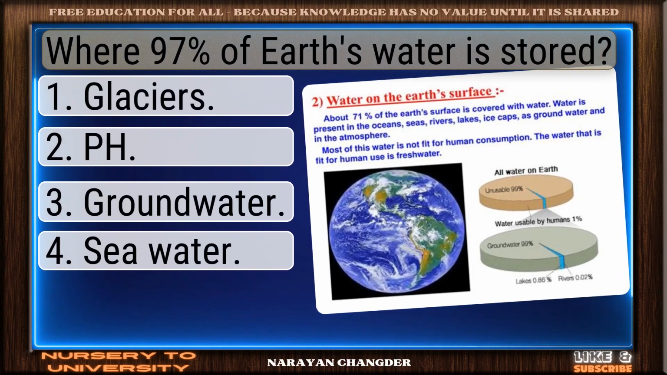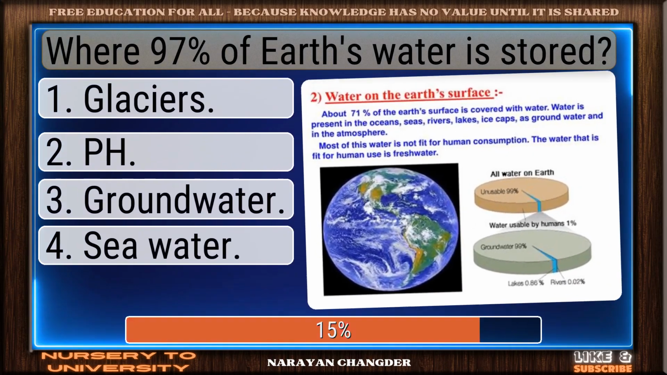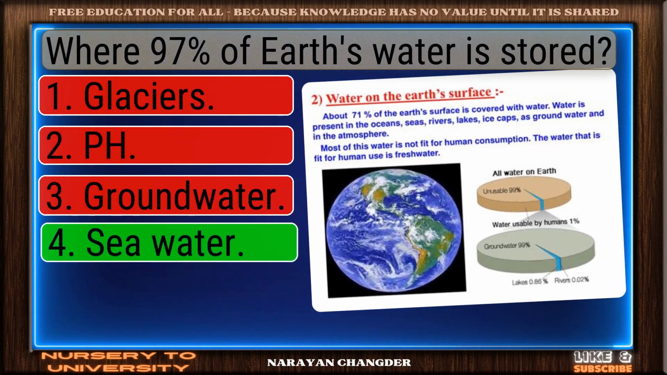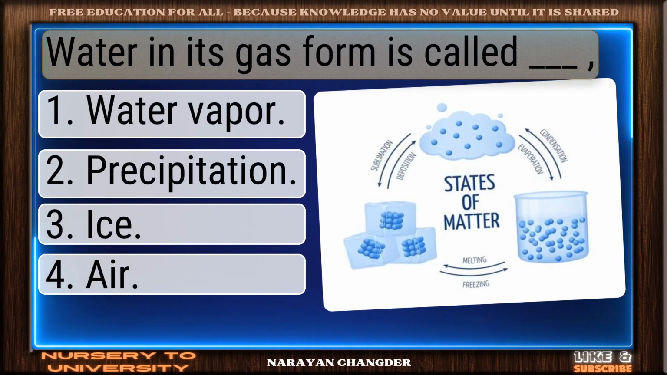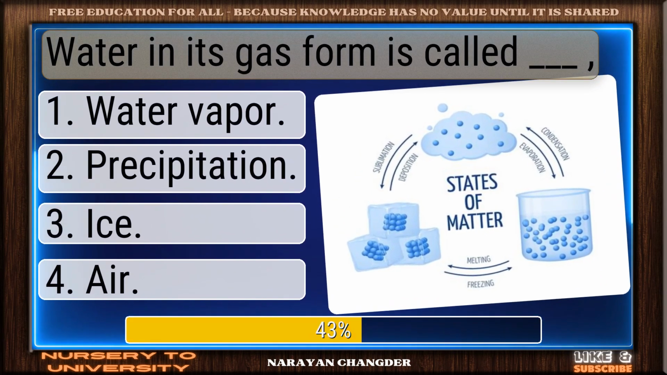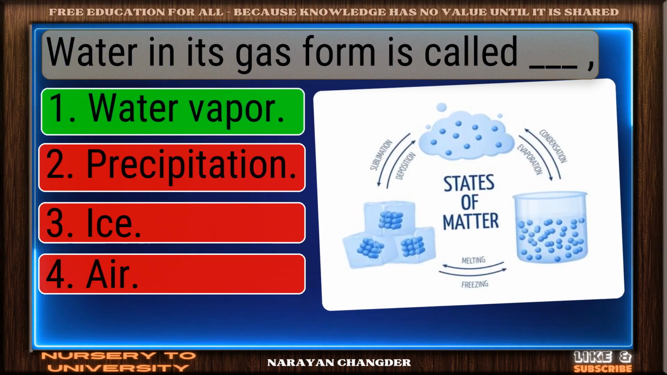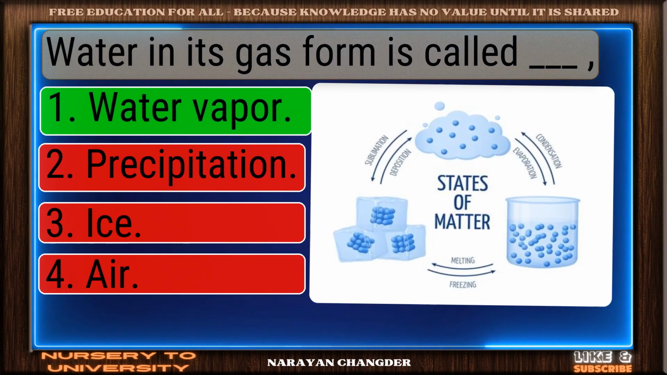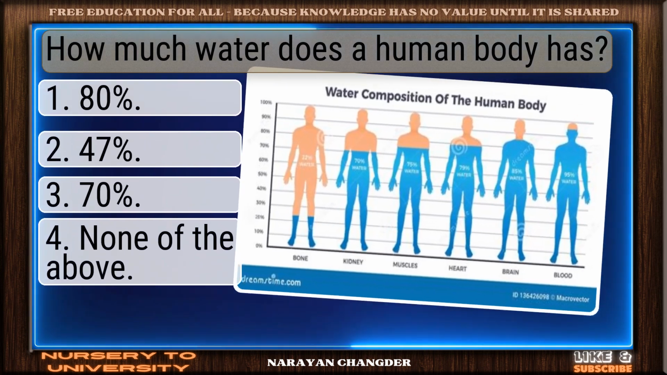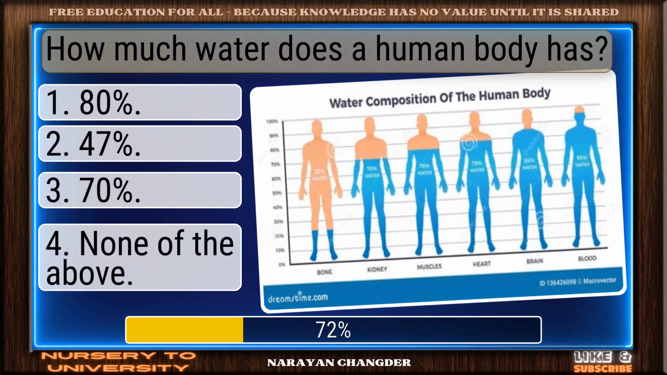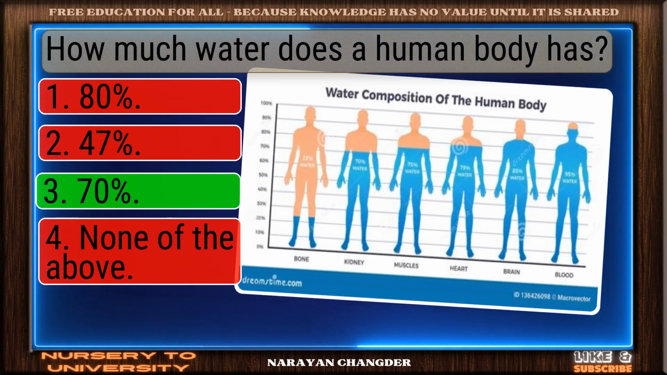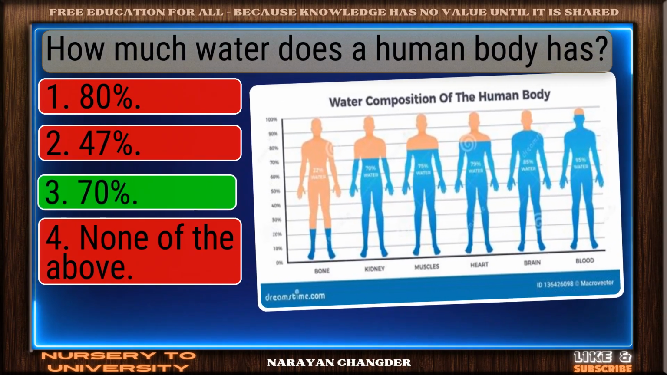Where is 97% of Earth's water stored? Right again, seawater is a valid answer. Water in its gas form is called water vapor. Well done. Water vapor is the right choice. How much water does a human body have? Exactly. 70% makes sense, and it is the right choice.